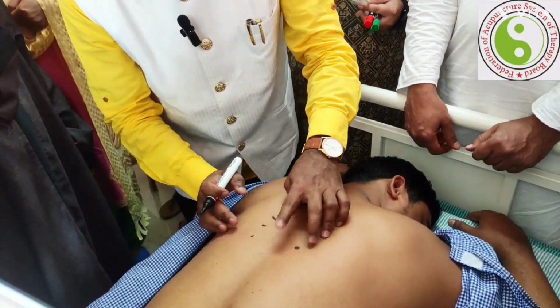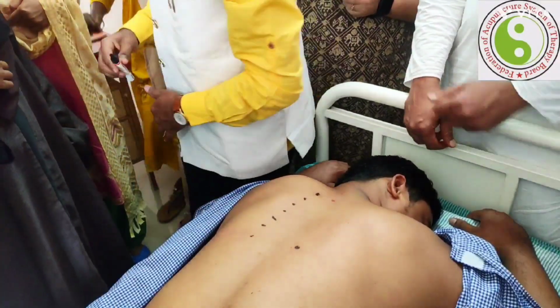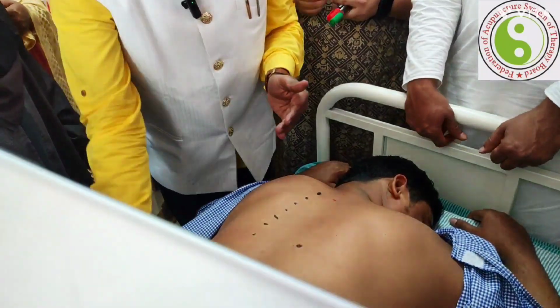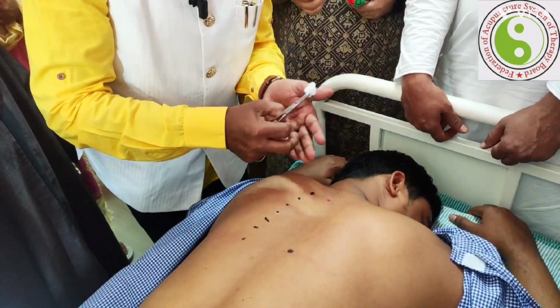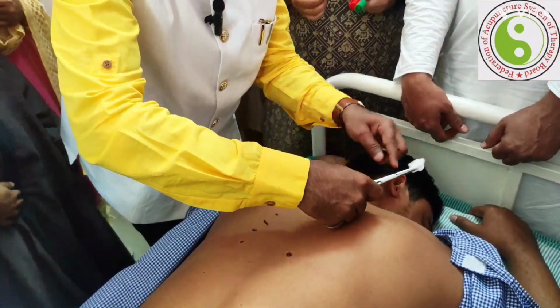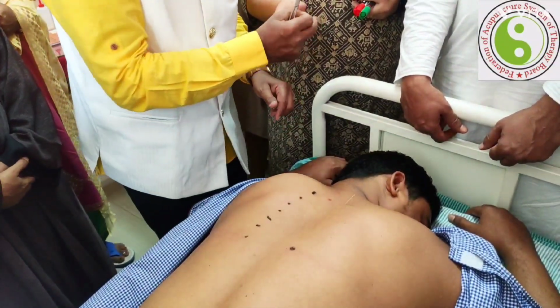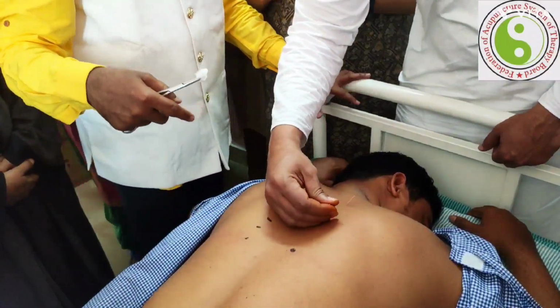Now we have completed T7. How to insert the needle is also very imperative. We apply the needle towards the spine, which is advisable. Always use a 1 tun needle, and always apply the 1 tun needle towards the spine.